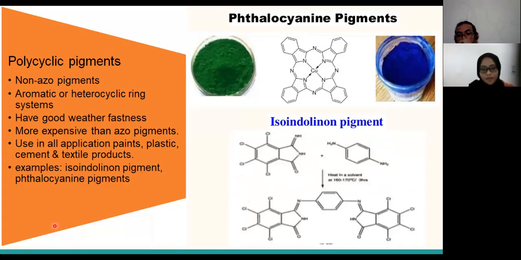The next example is polycyclic pigments. They are non-azo pigments with aromatic or heterocyclic ring systems. They have good weather fastness, are more expensive than azo pigments, and are used in all applications: paints, plastics, cement, and textile products. The examples are isoindolinone pigments and phthalocyanine pigments. So this is the chemical structure for phthalocyanine pigments and the chemical structure for isoindolinone pigments.